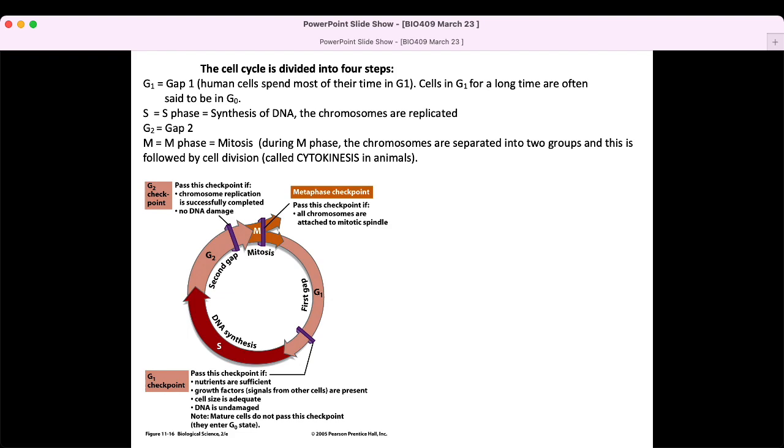The best name is control point, to make it distinct from these other checkpoints. And we'll learn a lot about that start. So let's just look at this list, because why would a cell go through start? It says nutrients are sufficient. So that's a nod to these single-celled eukaryotes. They wait at start, right?